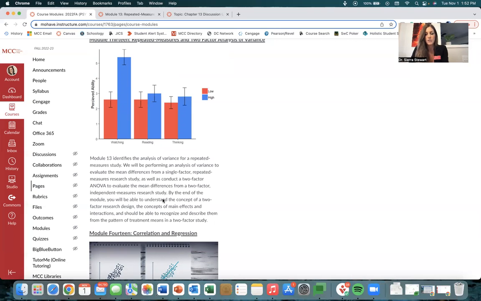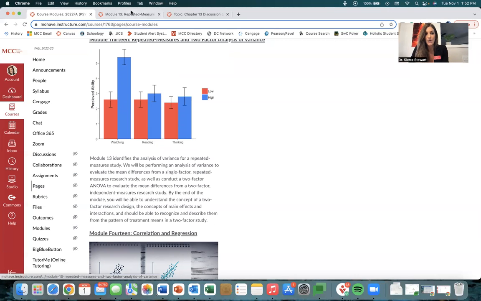This factorial ANOVA should be used whenever you'd like to understand how two or more factors can affect a response variable, and whether or not there's an interaction effect between the factors on that response variable.